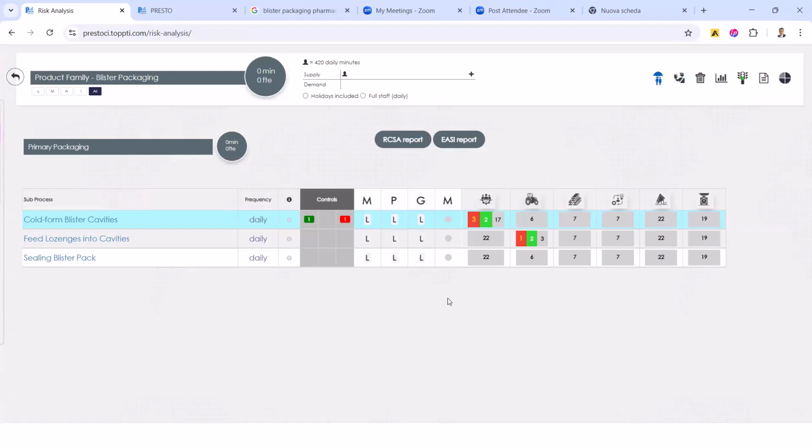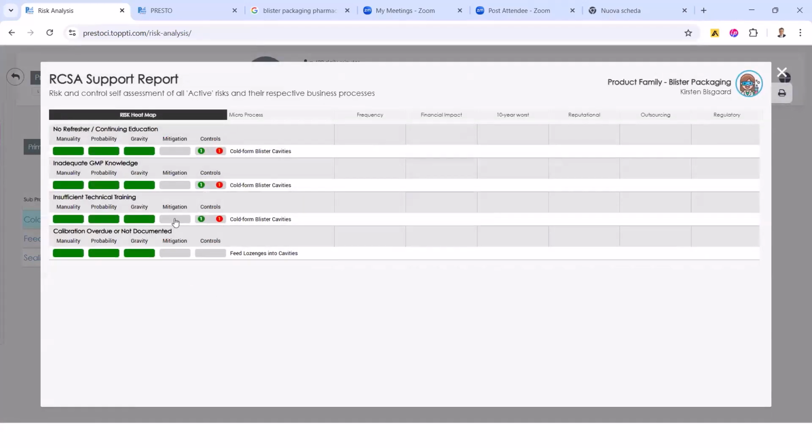Next thing we want to do is the risk and control self-assessment report. So you can see it here. There's my process, there's the risk. And now what you can do, you can say, tell me about no refresher continuing education. So that's the tier 3 risk. And here's where you get to say, does this risk ever happen? You could say, yeah, semi-annually something relating to this risk happens. Is there a financial impact? And you can say, well, between $0 and $10,000, it's not really financial.